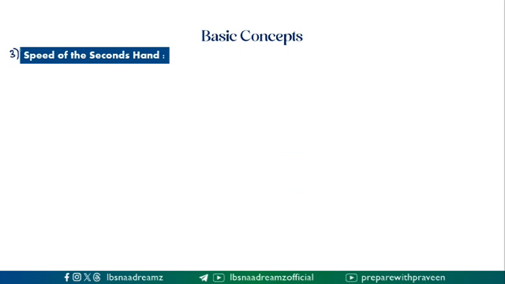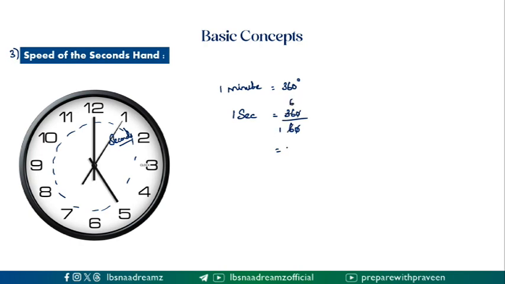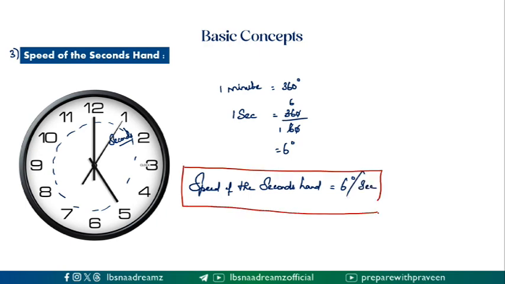Similarly, we will see the speed of the second hand. So this is the second hand. In 1 minute, second hand will cover 360 degree. So for 1 second, it will cover 6 degree. Speed of the seconds hand is equal to 6 degree per second. So speed of the seconds hand is equal to 6 degree per second.